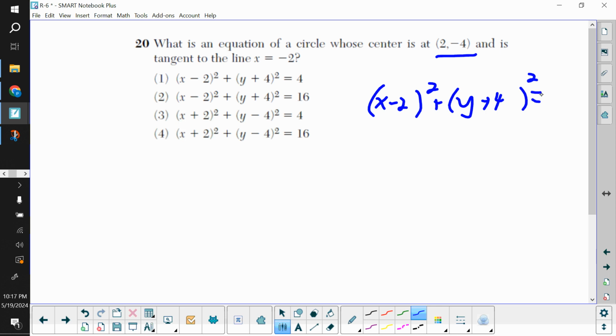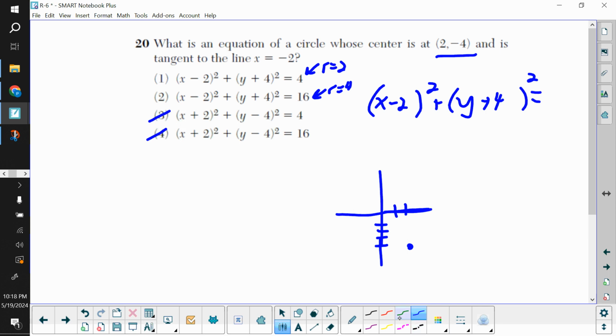Well, already we can rule out choices 3 and 4. This one is showing a radius of 2. This one is showing a radius of 4 because it's really equal to the radius squared. So what we're going to do is we're going to do a quick plot of this. So we've got a center of 2, -4. So 2 to the right and 4 down.